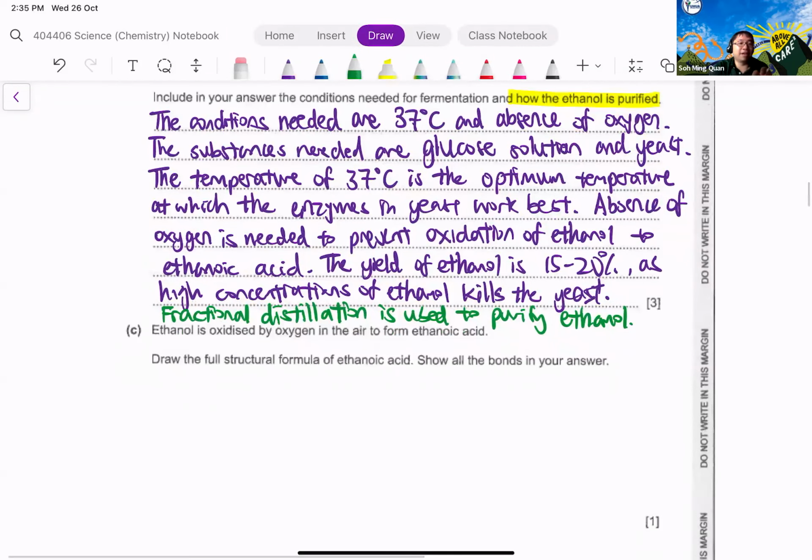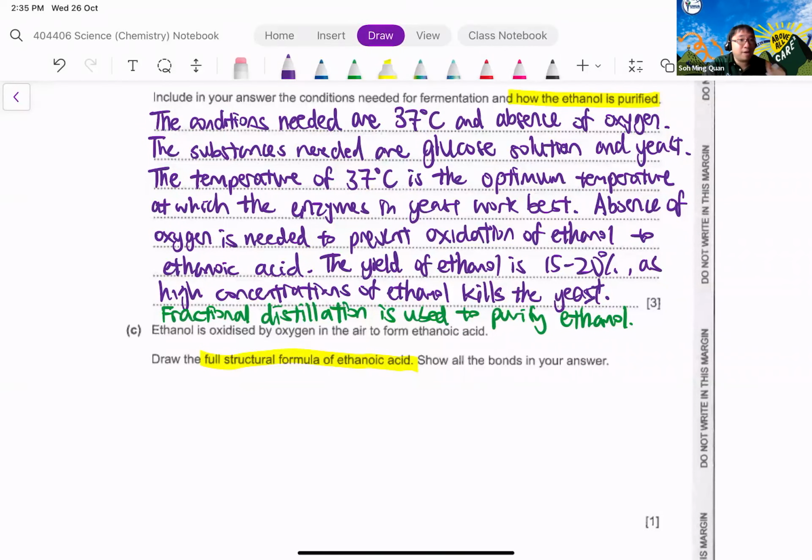Okay, finally, the next one. Ethanol is oxidized by oxygen in the air to form ethanoic acid. Draw the full structural formula of ethanoic acid. Okay, please. Yesterday, we had a careless mistake in 2016, right? They tell you to draw propanol, you're going to draw propanoic acid. Now, what did they want you to draw? They wanted you to draw ethanoic acid. So please don't draw the wrong thing. Draw the correct thing. Now, where do you start?